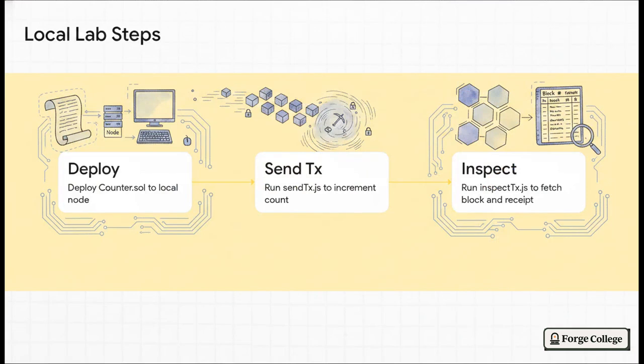Let's just follow these 3 simple steps to see how this works in practice. Step 1. Deploy your contract to the local node. Step 2. Run your send script to increment the count. Step 3. Run your inspection script.